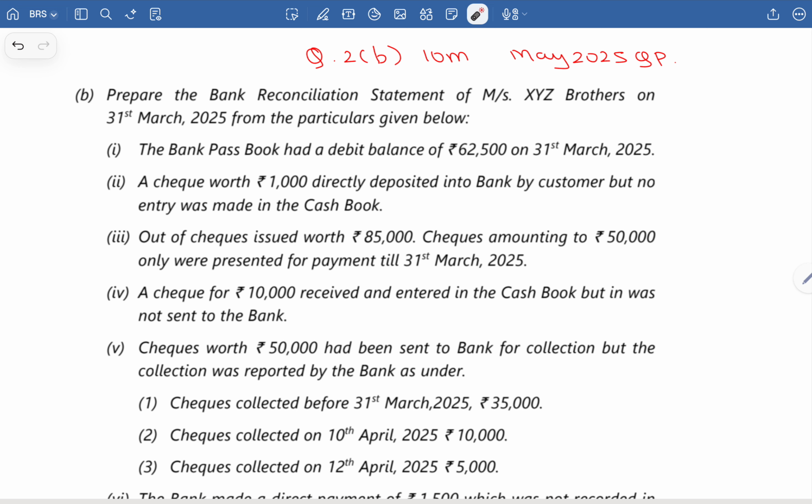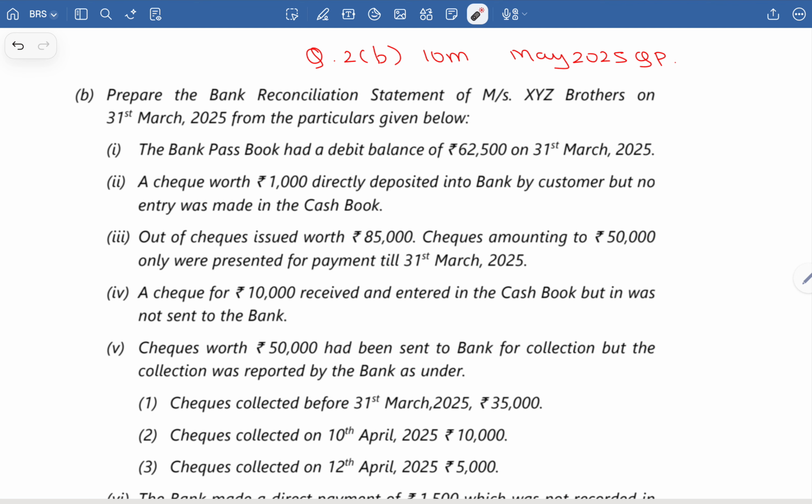Prepare the bank reconciliation statement of Mrs. XYZ Brothers on 31st March 2025. Date is very important, 31st March 2025. From the particulars given below, bank passbook had a debit balance. Debit balance means what? It's a bank overdraft. Mark it here itself. Debit balance, that is bank overdraft of rupees 62,500 on 31st March 2025. This is the base amount given in the question.